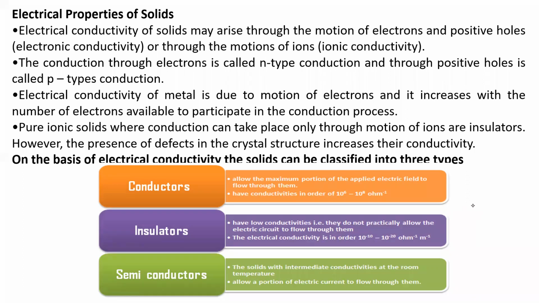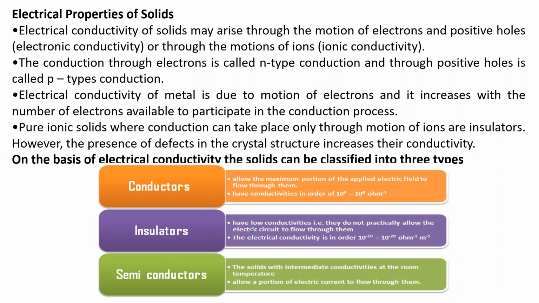So, on the basis of electrical conductivity, solids can be classified into three main types. First one is conductors, second one is insulators, third one is semiconductors. So, what are conductors? As you already know, they allow the maximum portion of the applied electric field to flow through them. They have conductivities in the order of 10 to the power of 6 to 10 to the power of 8 ohm inverse.